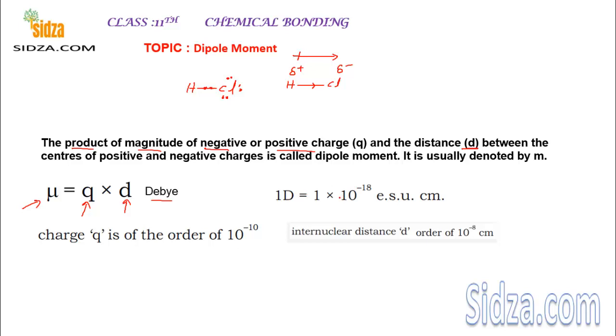How much is 1 debye? 1 debye is 10 to the power minus 18 ESU, electrostatic units, centimeter. This is the unit of the dipole moment, because it is the product of the charge and the distance. So you can take the charge in ESU, electrostatic units, and the distance in centimeters. And 1 debye is 1 times 10 power minus 18 ESU centimeter.